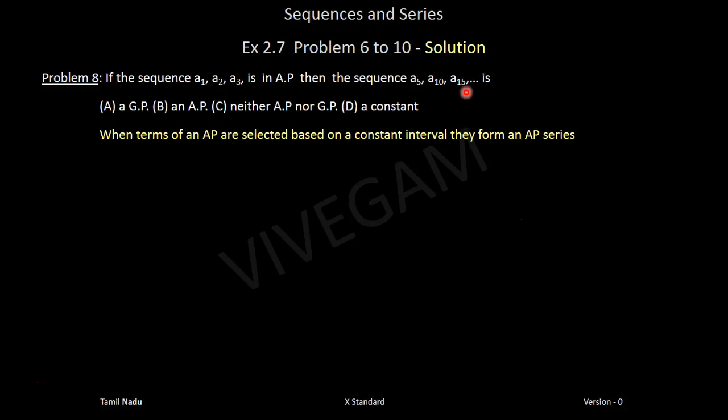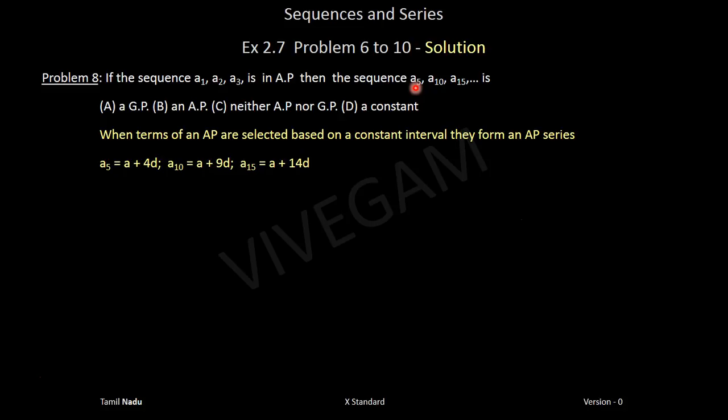So whenever in a given AP series you are picking terms using a constant interval, in this case the interval is 5, every fifth term. You can pick up the sixth term, in which case it will be A6, then A12, then A18 and A24, and it goes on. Those terms also form an AP series. Anyway, we can also test it out.